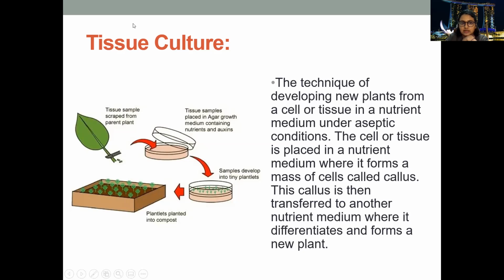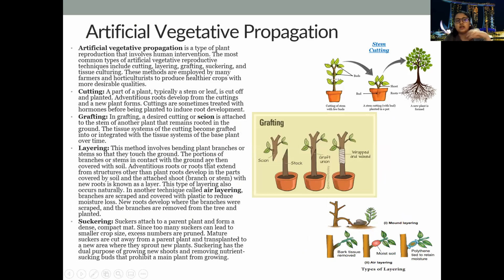Nowadays this process is widely used in case of plants, in case of animals also. Now come to the other process of artificial vegetative propagation. What is artificial vegetative propagation? It is a type of plant reproduction that involves human intervention. It is not natural, where humans are doing it. The most common types of artificial vegetative reproductive techniques include cutting, layering, grafting, suckering, and tissue culture.